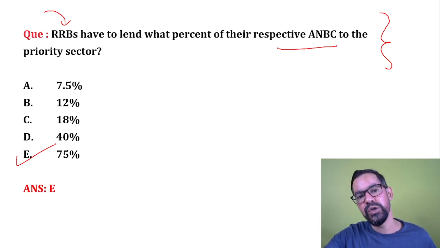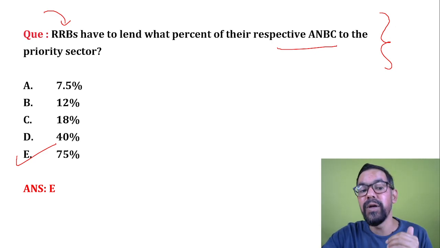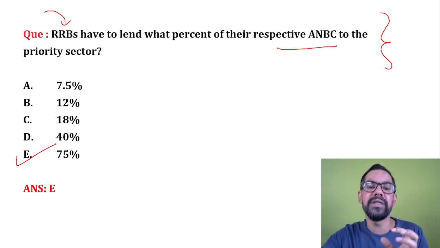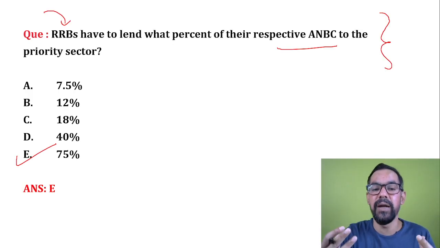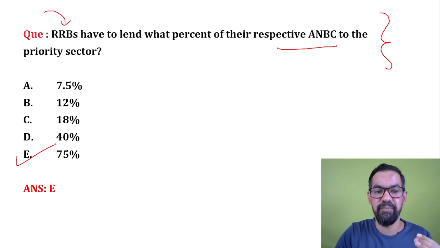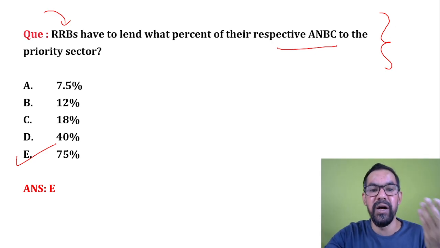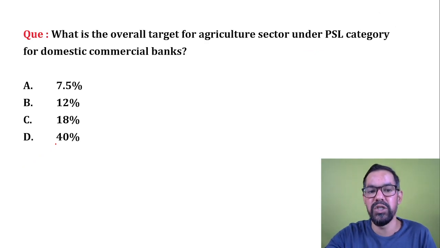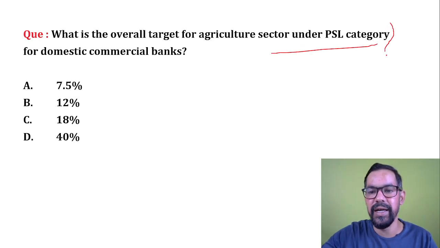75%. Okay. So domestic commercial banks like private sector banks and public sector banks have to lend 40%. But if you see the formation of RRBs, they were built toward the regional and rural areas, and those areas are related to your priority areas. Okay, so that's why.